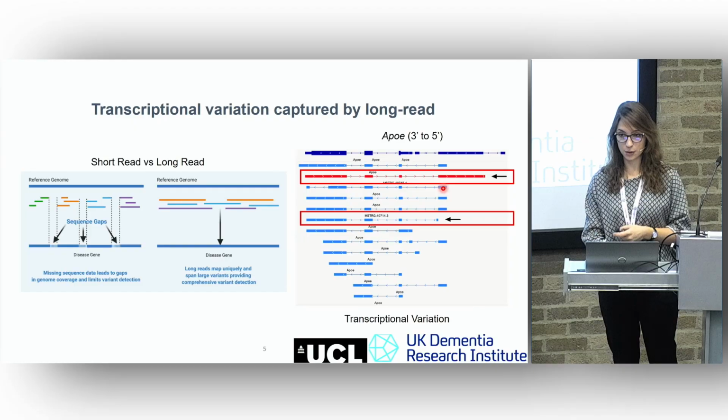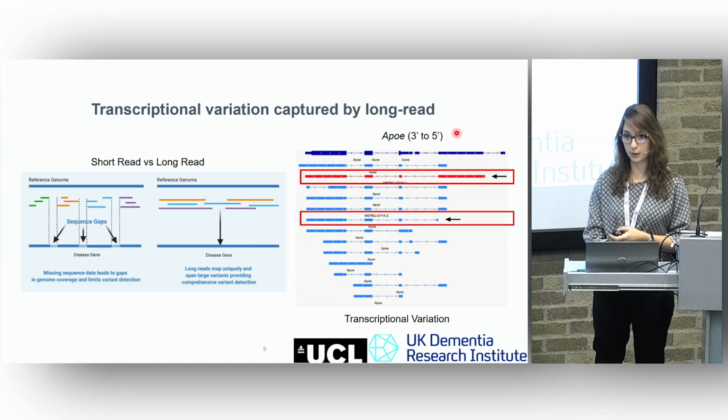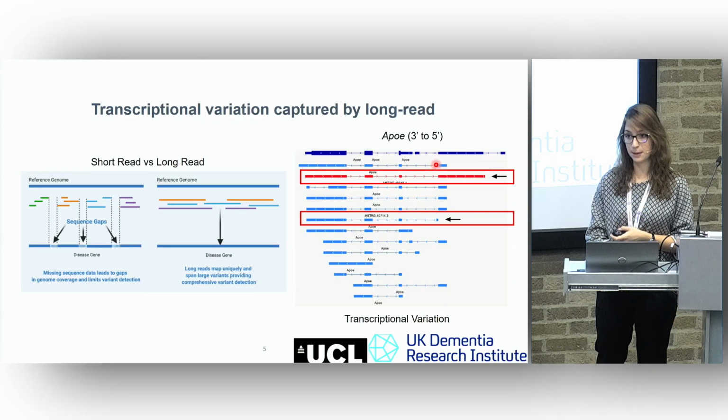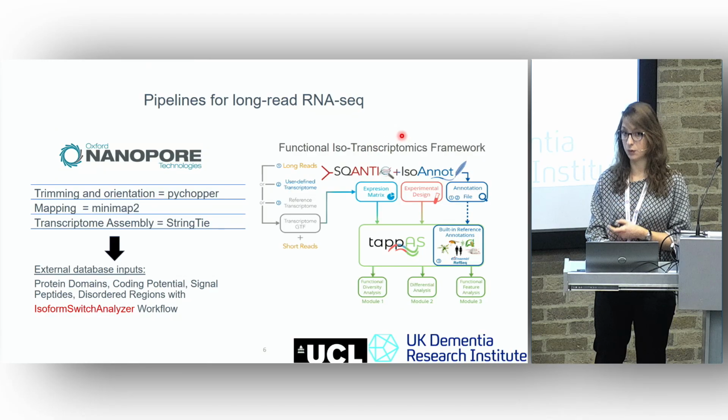On the right-hand side, you can see one example is APOE. We have detected 2 novel variants. It's 2 novel transcript variants within APOE in the APP knock-in mouse model and controls as well. I have used Oxford Nanopore's pipeline, and I combined it with the functional isotranscriptomics framework to see what those isoforms are actually doing, whether they are real, whether they are protein coding, etc.